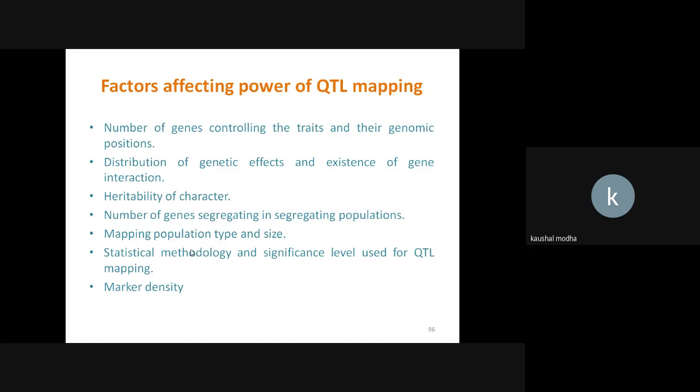So marker density should be higher, and along with the density, the markers must be distributed randomly across the genome. Only density will not do. Somebody may say that I have utilized 1,000 markers or 500 markers for QTL mapping, 500 polymorphic markers. But if these markers are only distributed across 2 to 3 chromosomes, then power will go down.